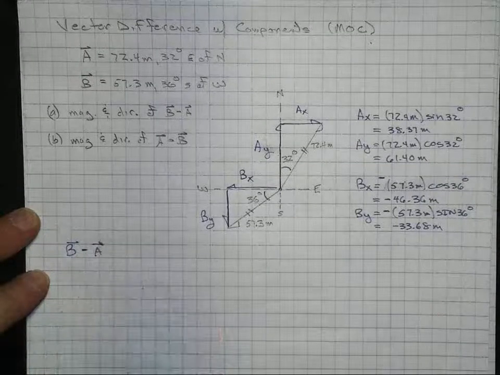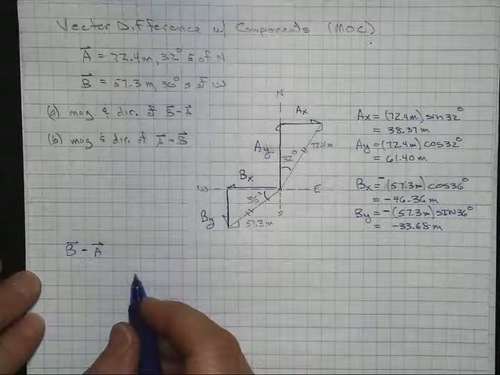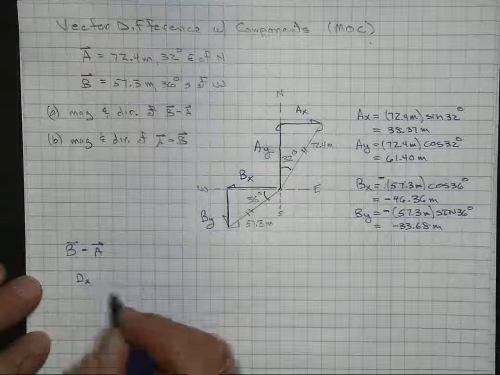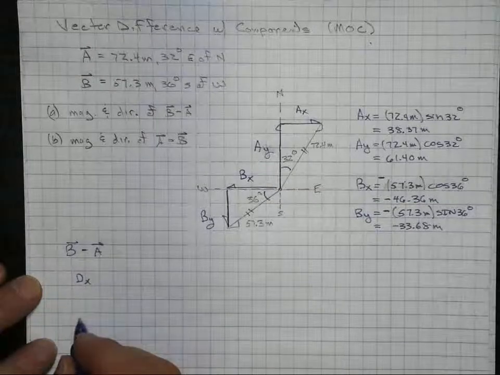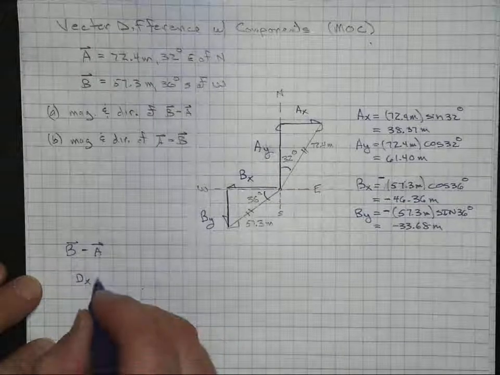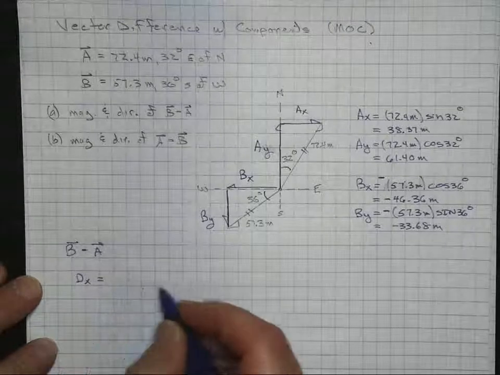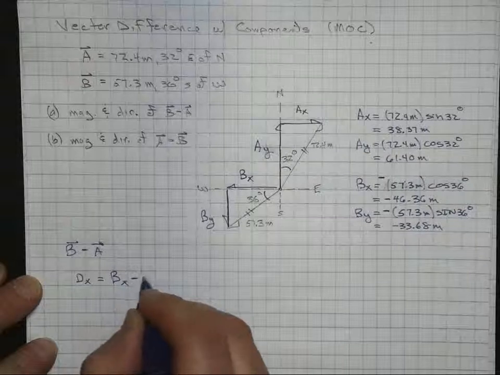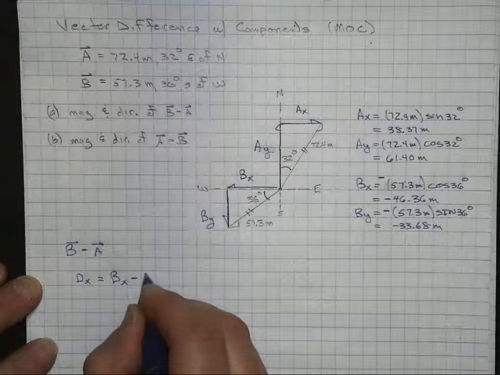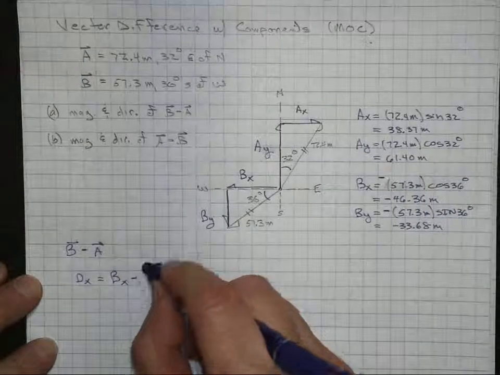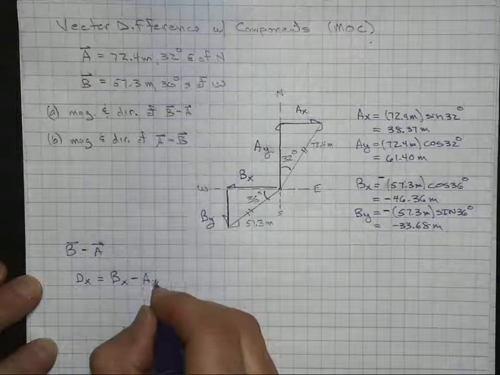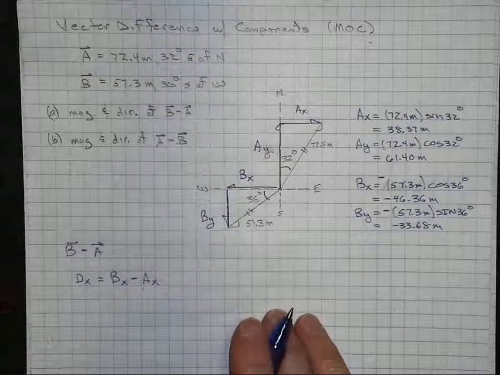This time, what's going to happen is that we're going to find dx, the x part of the difference, and we're also going to find dy. So what's dx going to be? It's going to be the x part, bx, minus, I'm sorry, bx minus ax. You're going to subtract the x components.